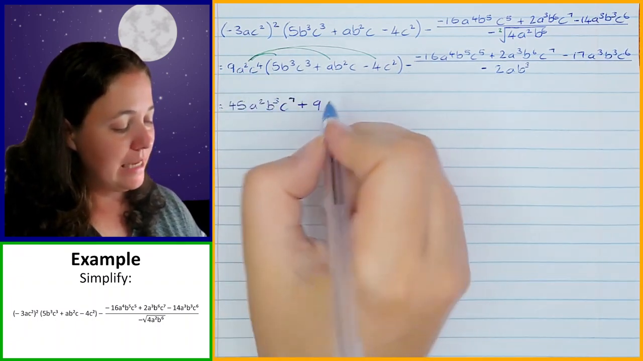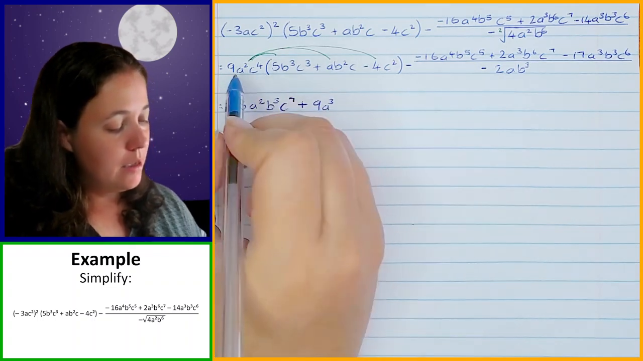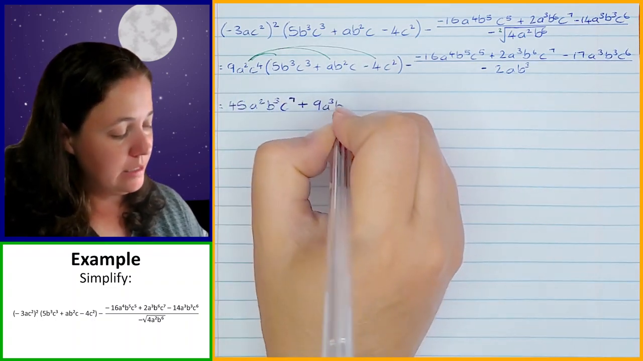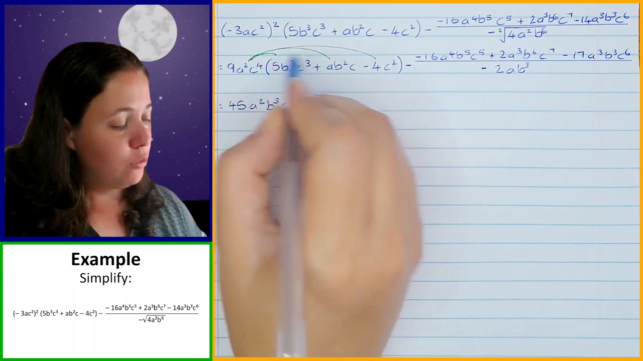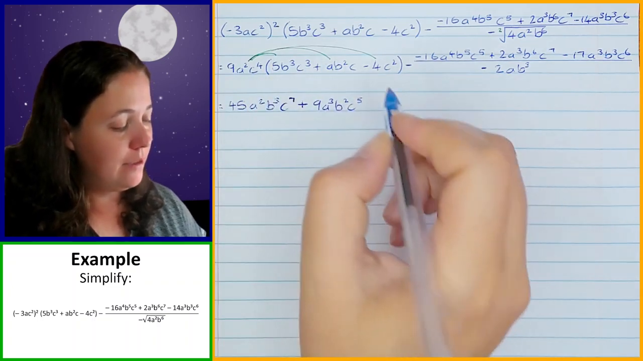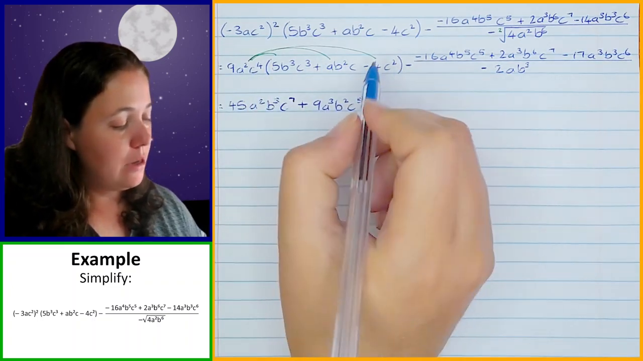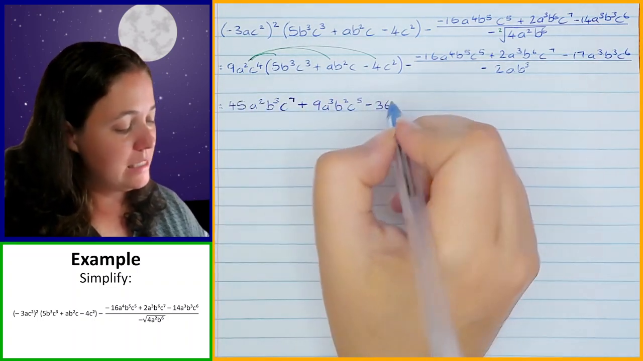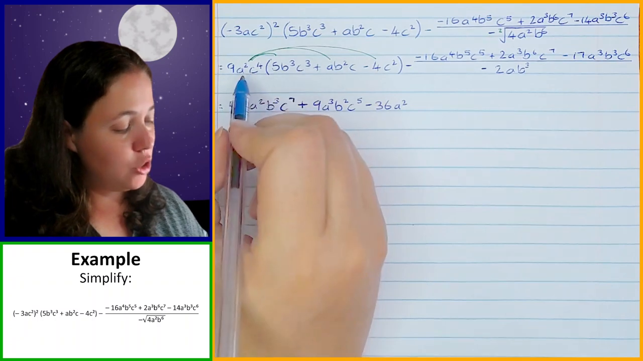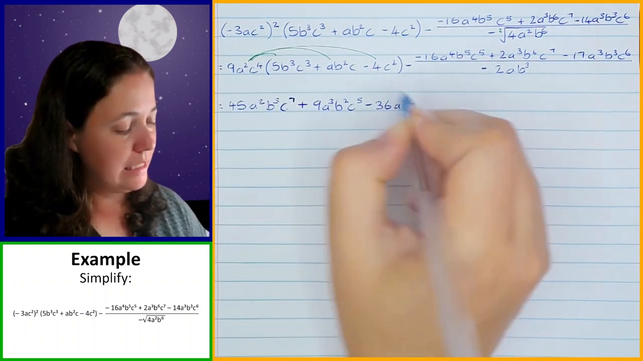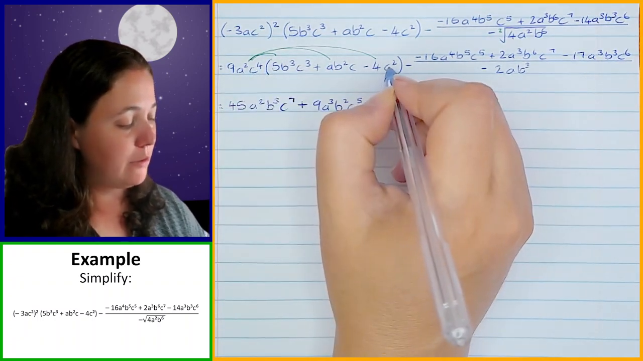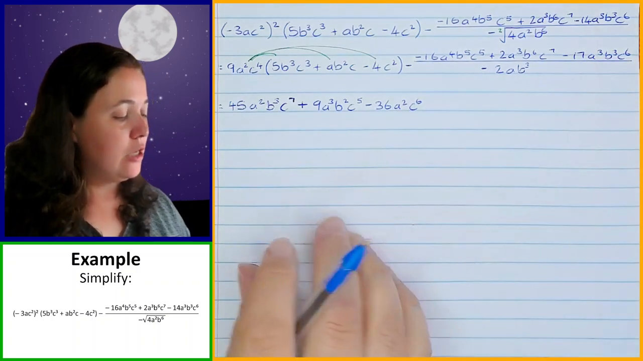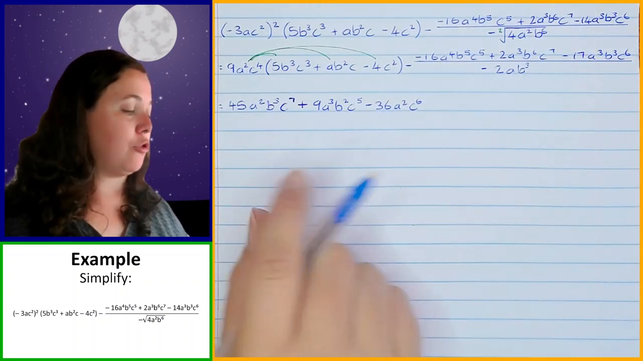9. A squared times a is a cubed. Then there's no b here, so it's b squared. And then c to the power of 4 times c is c to the power of 5. And then I've got minus 4 times 9 is 36. A squared. There's no b's in either of them, so I go straight to c to the power of 4 times c to the power of 2 is c to the power of 6. Okay, so that's what you should get when you multiply out those brackets.